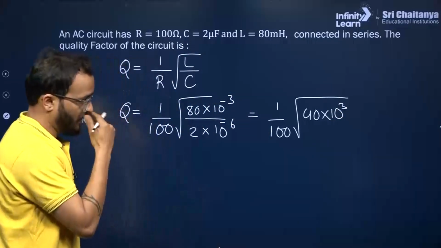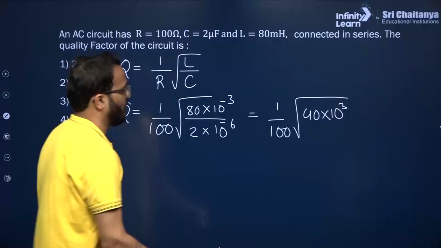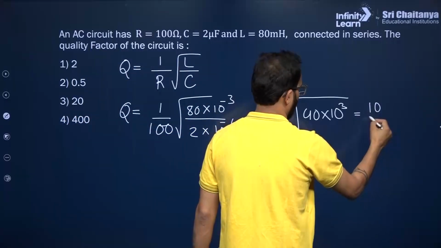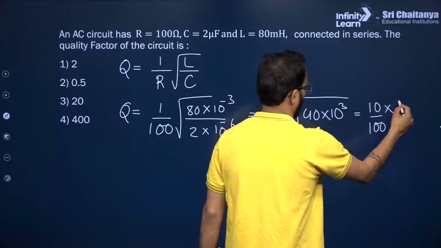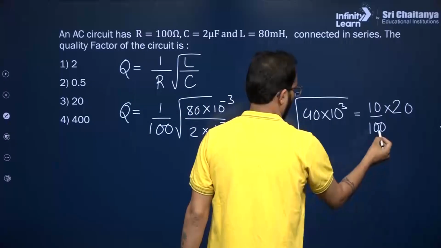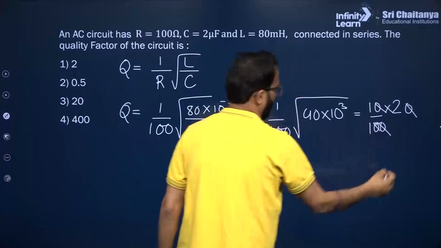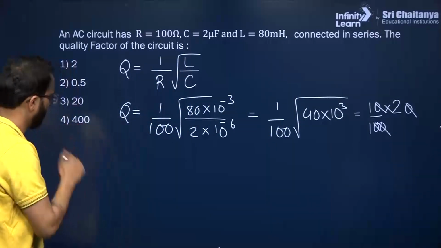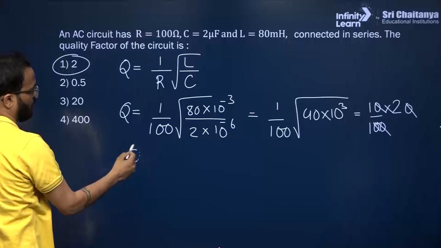So it will be how much? It will be 10 upon 100 into 40. Okay, cancelled, cancelled, cancelled, cancelled, answer will be 2. Got it? So the quality factor is 2 here.